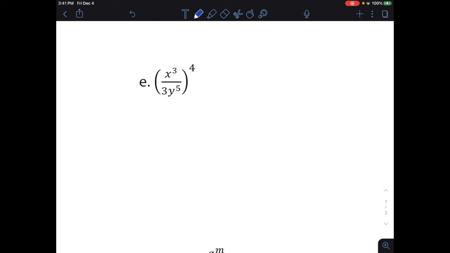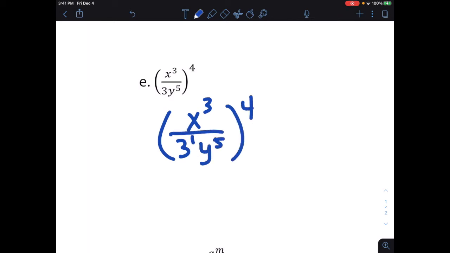Okay, so we're getting a little bit more complex here. x to the 3rd over 3y to the 5th, all to the 4th power. So if we do this trick where we just rewrite things that don't have exponents, okay, so I like to do this because now I can see I have 3 things that I need to multiply by 4. I have a 3, a 1, and a 5. Okay, so I can write this as x to the 12th over 3 to the 4th, y to the 20th.